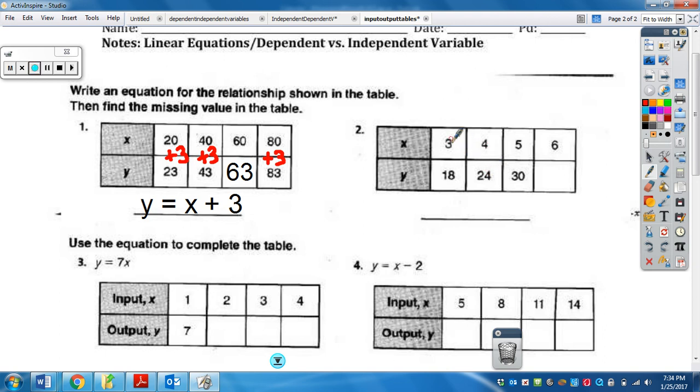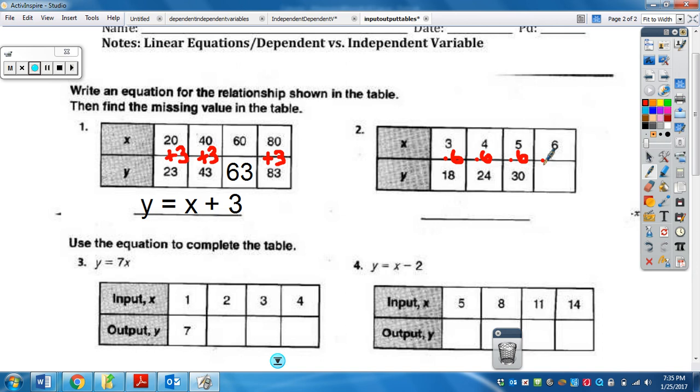So maybe think of something else. What else would work? How could I get from 3 to 18? And then from 4 to 24, and then from 5 to 30. So what I think is happening is I think I'm multiplying by 6 each time. So let's make sure that works. 3 times 6, yes, that is 18. 4 times 6, well, that's 24. And then 5 times 6 would give me 30.